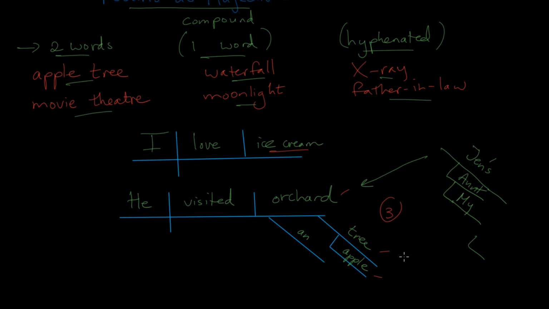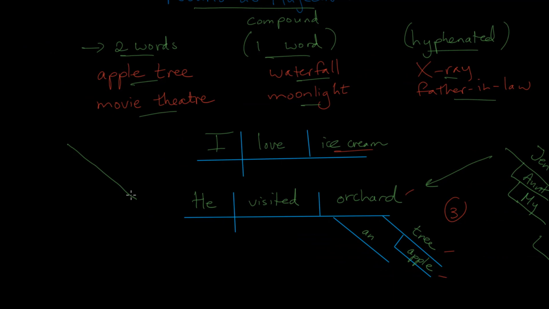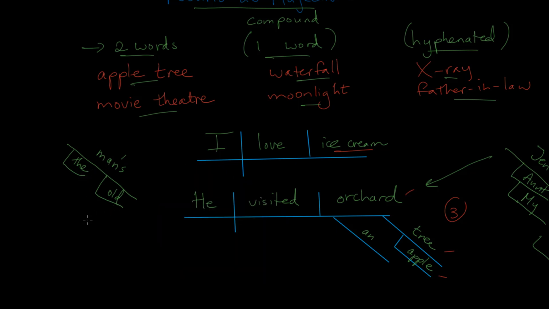Now, sometimes this is going to look a little bit different, and it really depends again on what is doing the modifying. We could, for instance, have a line underneath. So if we want to say the old man's orchard, we could say man's. So that's our possessive noun. And we could say the, and then we put the other one here. We could say the old man's, because the is not really modifying old. It's going with man directly. And so this could go right under the line as the old man's orchard.